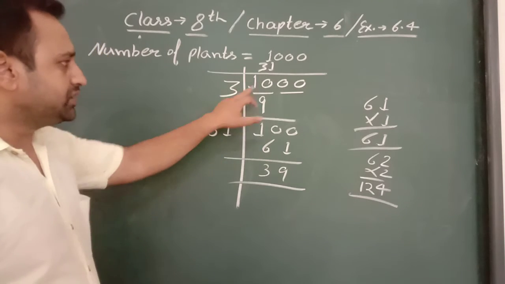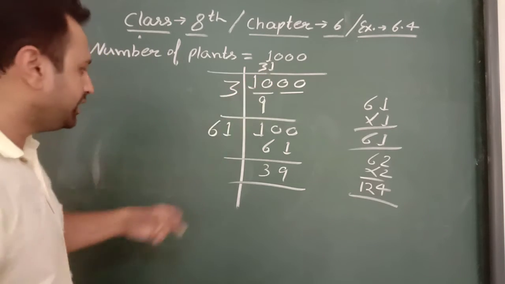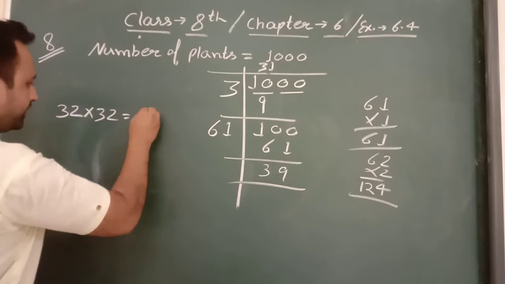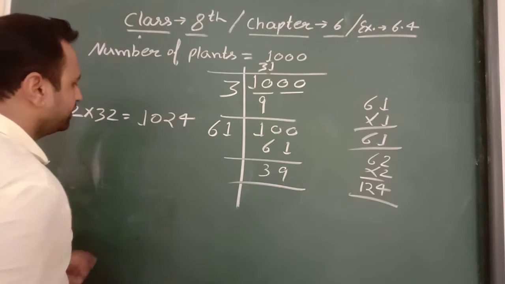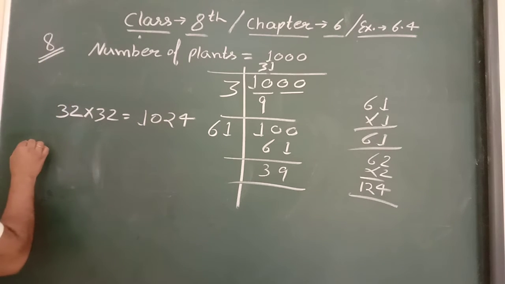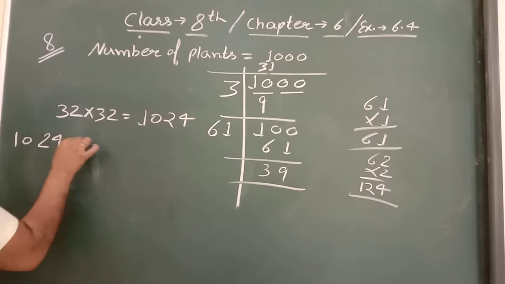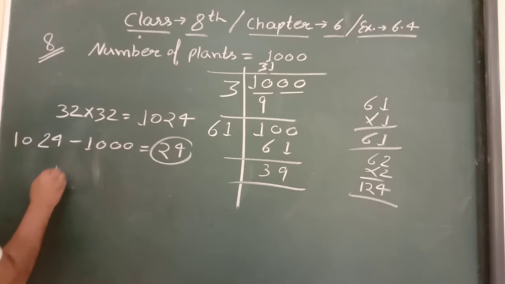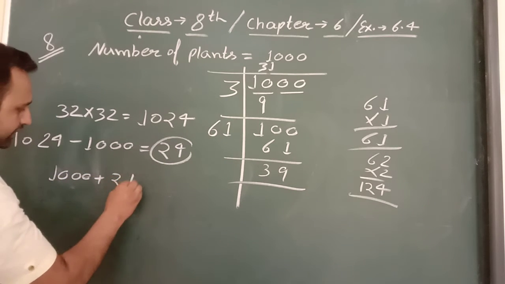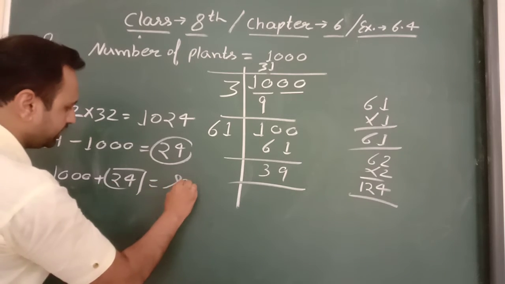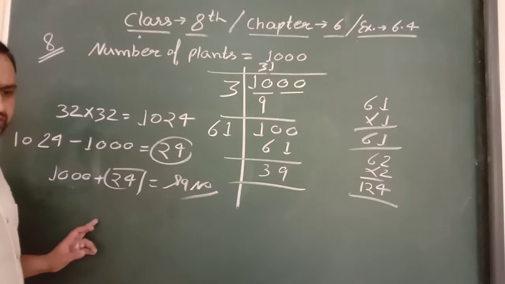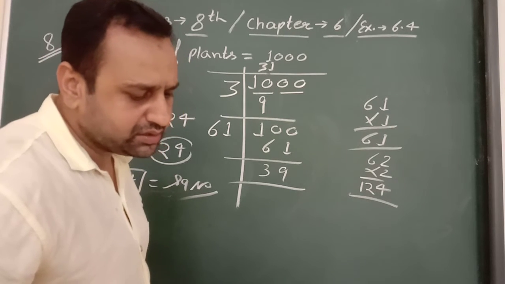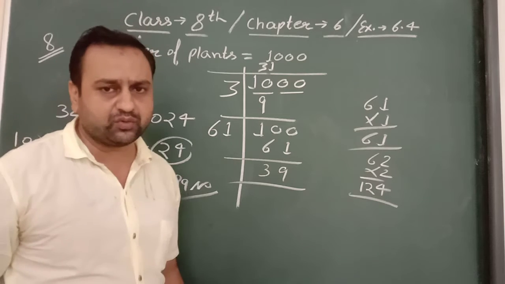So what is the procedure? Because the quotient is 31, we take the number 32 and multiply 32 by 32, so we get 1024. So what is the least number which must be added? 1024 minus 1000, it means 24. So 24 is the least number which must be added to 1000 to convert it to a square number. So the final answer is 24. He requires 24 plants to make the number of rows equal to the number of columns.